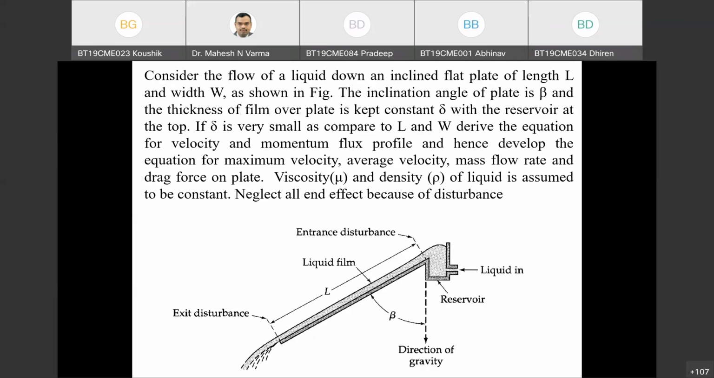One piece of information is that the film thickness is kept constant, that is delta, and delta is very small as compared to L and W. And the rest is given in the figure itself. And all end effects are neglected. Somewhere it is given steady state. So this problem is for steady state. Write down somewhere: this problem is for steady state. We are not solving it for a transient zone. Okay, steady state problem. So what are the boundary conditions?